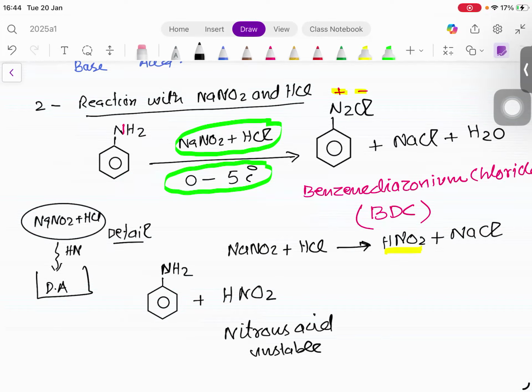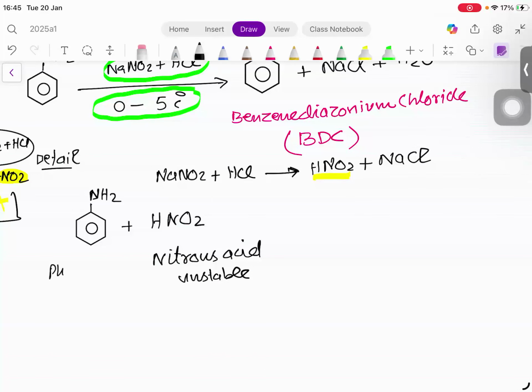Yes. So HNO2 reacts with what? Phenylamine. So it's basically an acid-base reaction. This is a base, this is an acid. But being acid unstable, we have to prepare it in the reaction. That was the point, actually. Okay? So this turned. Now, what happens next?